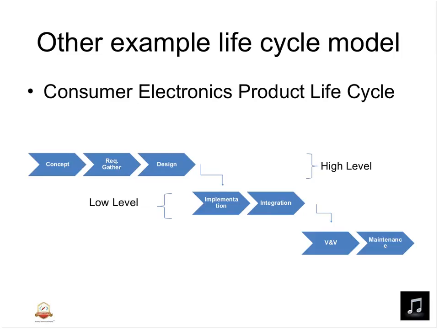Once this is done, they will go directly to V&V, that is validation and verification. They will take all these inputs from the high level to the low level, and do the V&V. Once the V&V is complete, the product is fixed, working, and deployable. Then they will go for maintenance. The interesting thing is that a consumer electronics product has to be maintained well, and a supporting mechanism is required from the organization towards the customers or clients. So they will add maintenance as one of the important things towards the end. This is an example of a consumer electronics product lifecycle.